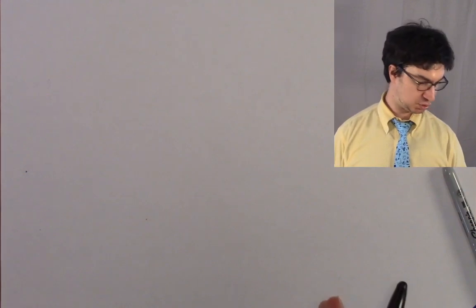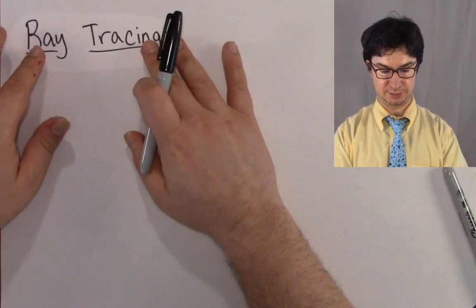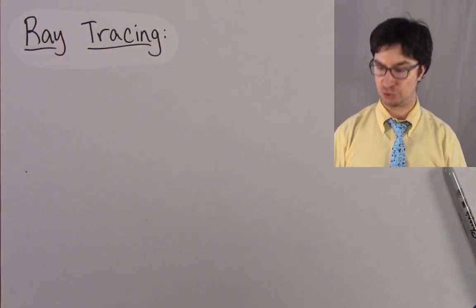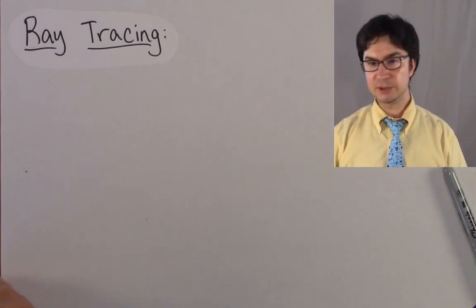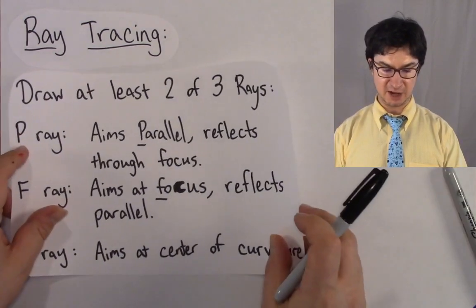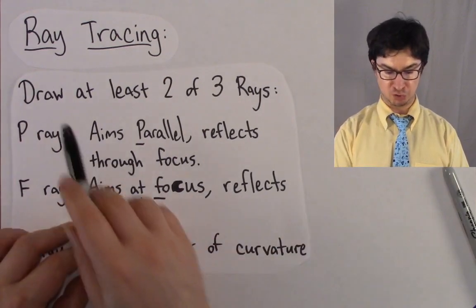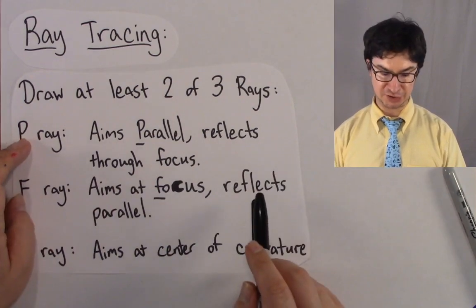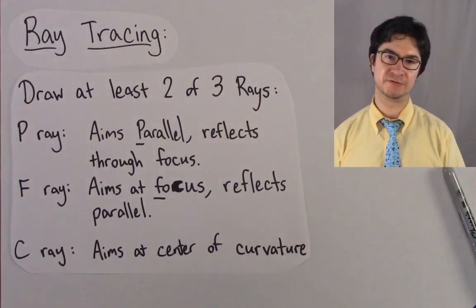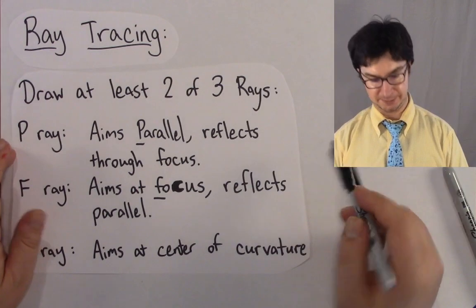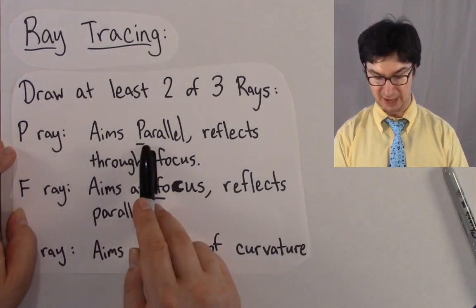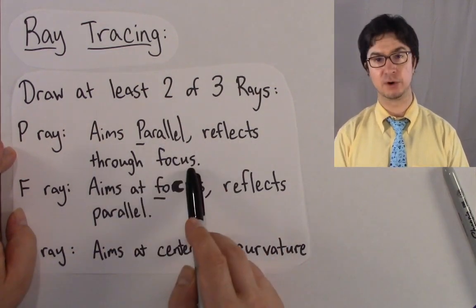Now, in order to draw this image, we're going to have to do something called ray tracing. Because these problems will often ask us, find where the image is located, and we're going to have to draw the image. The way that we do ray tracing is by following these steps. We want to draw at least 2 of 3 rays. I'm going to show you how to draw these rays in a second, but for now I want to walk through what these different rays are. Let's start with the P ray. The P ray aims parallel to the principal axis and it reflects through the focus.